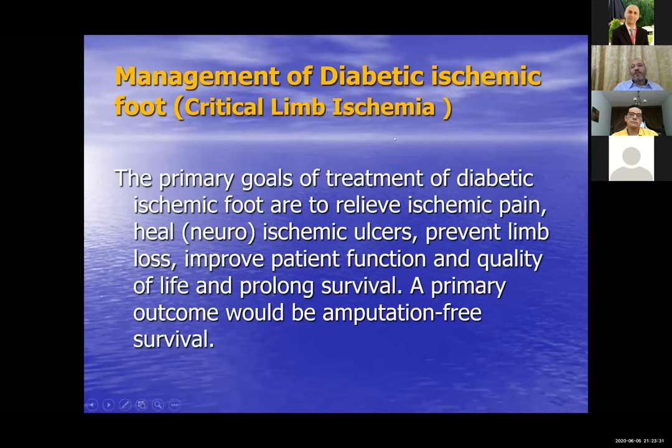So the management of diabetic ischemic foot: the goal is to relieve the ischemic pain, to help the healing of the ulcer, to prevent limb loss, improve patient function and quality of life, and prolong survival. A primary outcome would be amputation-free survival. So the goal is to restore the blood supply to the foot, then manage the patient like a diabetic non-ischemic foot.